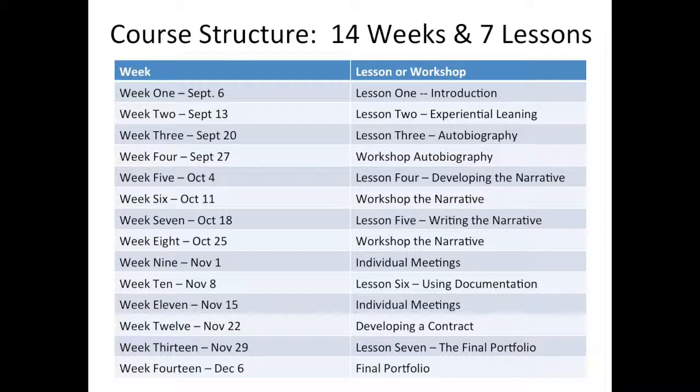So that way you are working together. We'll do this in small groups of 3 to 4 people. So in that way, you're only reading probably 2 or 3 drafts of autobiographies. Lesson 4 will discuss developing a narrative and creating an outline of a narrative. That is during week 5.